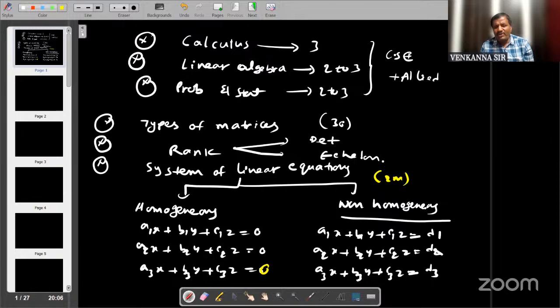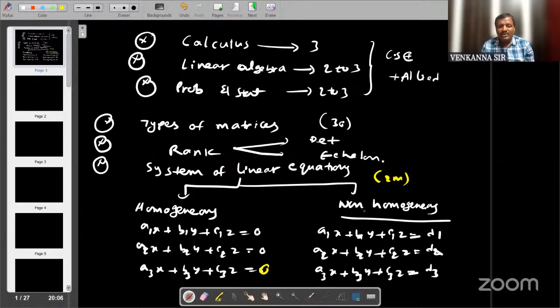And what are the different words associated in the system of linear equations, like consistent, inconsistent? So we will discuss what are the definitions of consistent. Consistent means what? Which contains a unique or infinite number of solutions. Inconsistent means no solution. And what is the meaning of the trivial solution? All these concepts will be discussed in the system of linear equations.